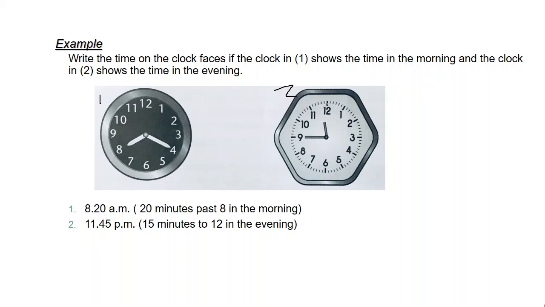I know some people do say 45 minutes past 11, but it's not the correct way of saying it. You have to say 15 minutes to 12, mentioning how many minutes are left to go to the next hour, which is 12. So that will be 15 minutes to 12. Since we were told it's in the evening, I have to say 11:45 p.m., because p.m. is for afternoon or evening. In words, 15 minutes to 12 in the evening.